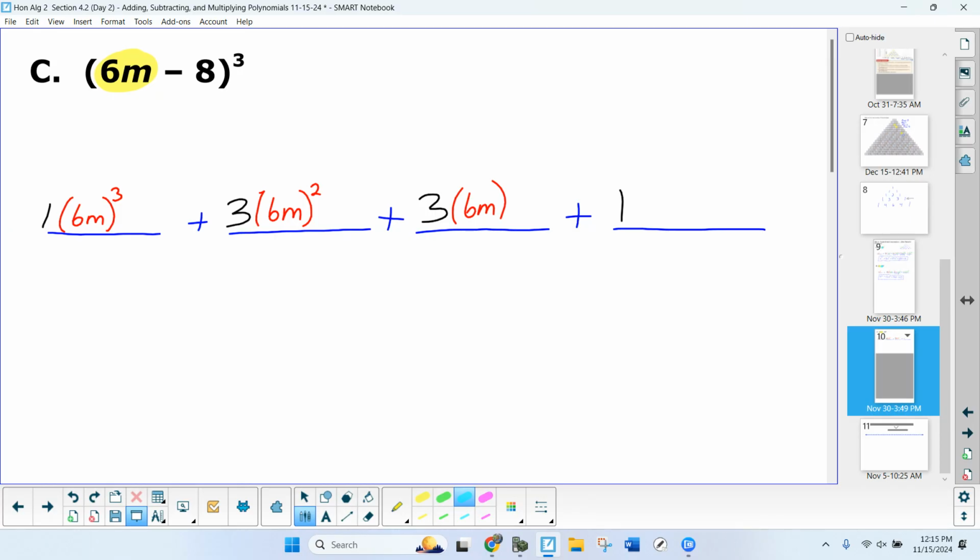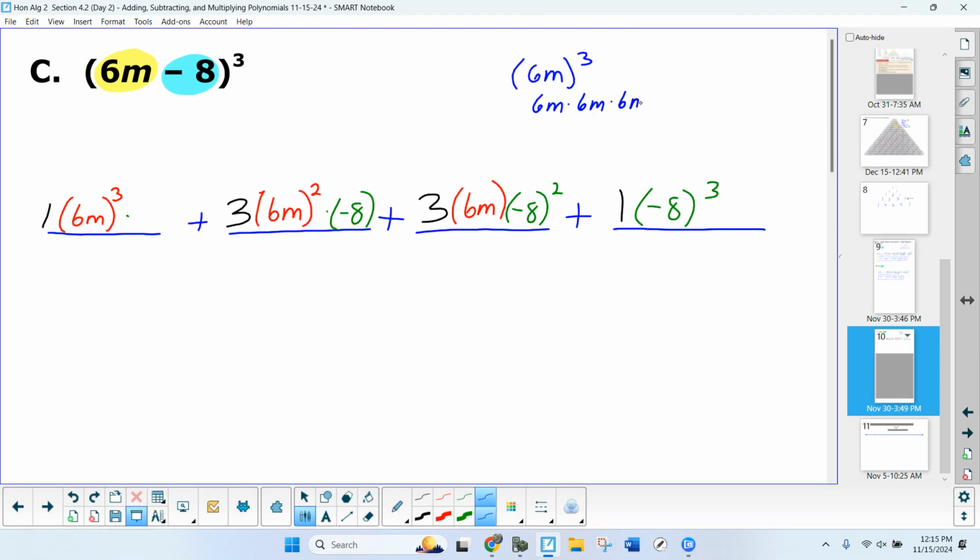What's your B, Paige? Okay, so how many -8s here? Ooh, you start. 1. 0. 0. How many here? 1. How many here? And how many here? All right, is everybody good so far? Here's the hard part of this. Remember, guys, if you have the quantity 6m to the third, that means 6m times 6m times 6m, or 6 to the third m to the third. Do you guys remember that?